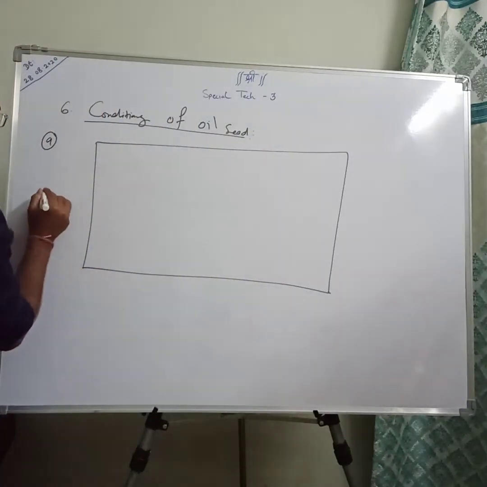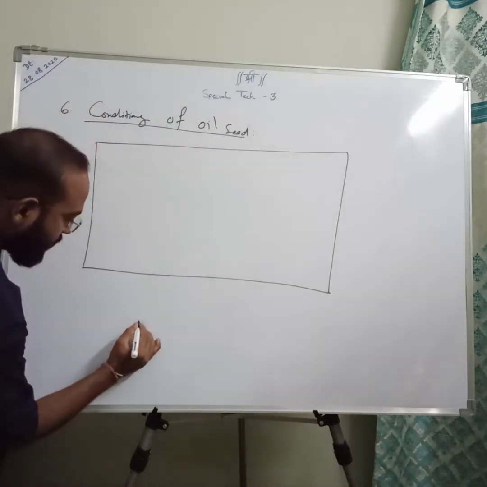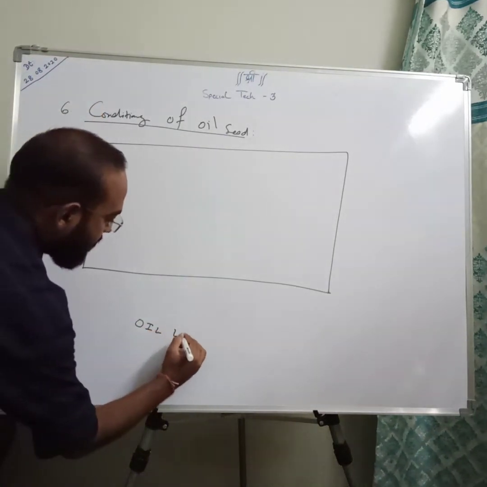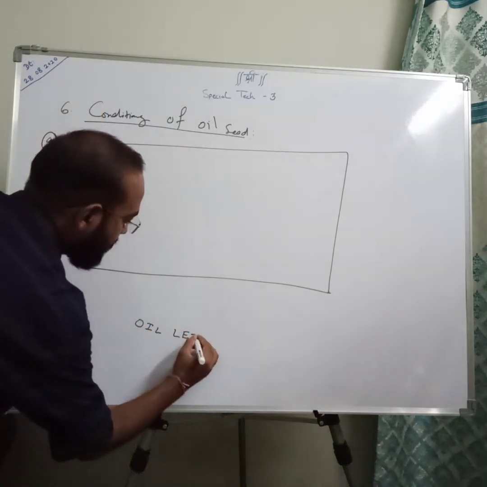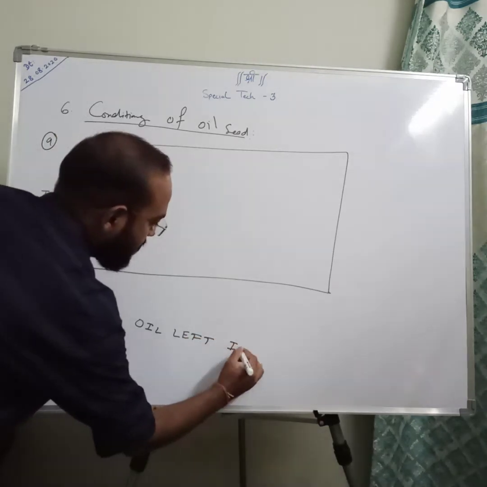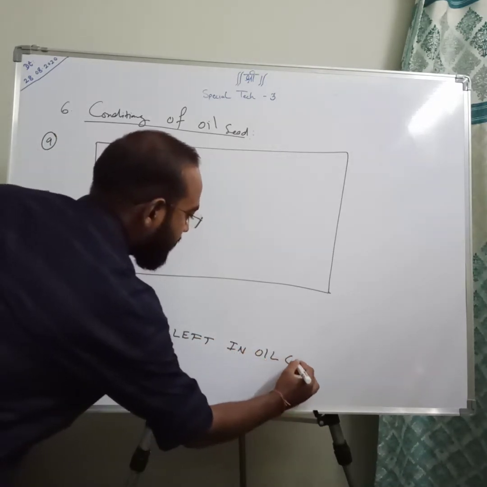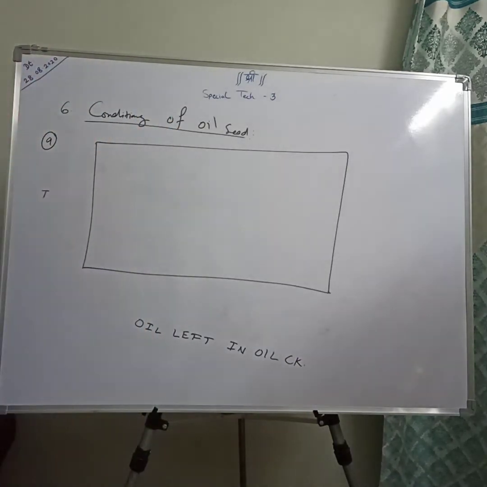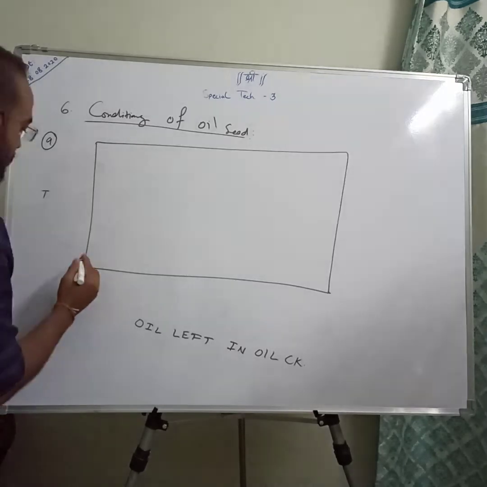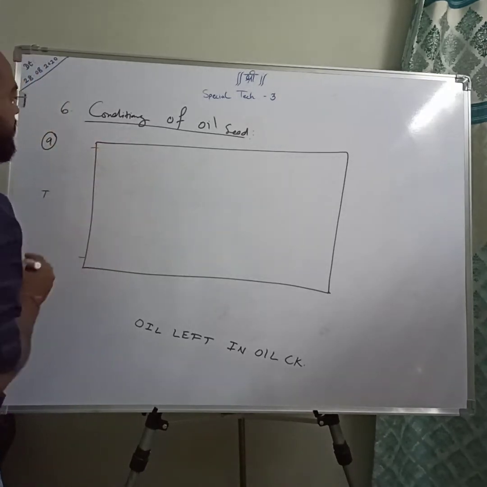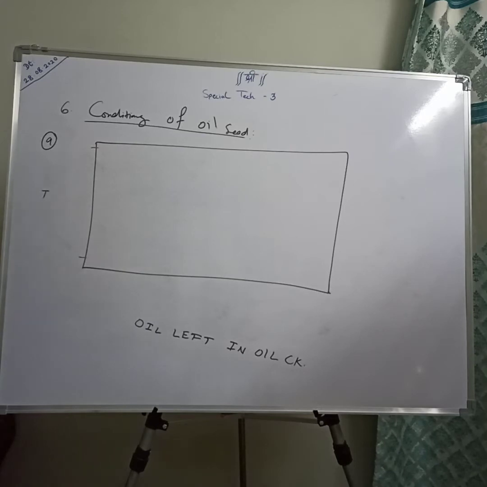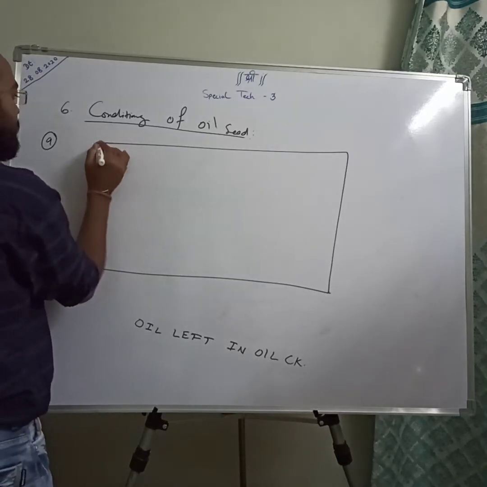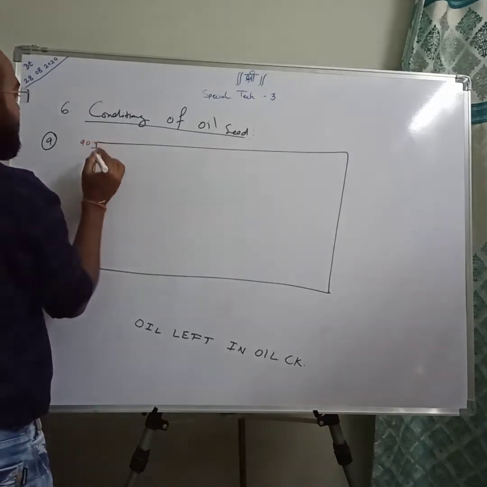temperature versus oil left in oil cake. Oil left in oil cake. So the temperature starts from 50 and ends at 90. So consider this is 90 directly.